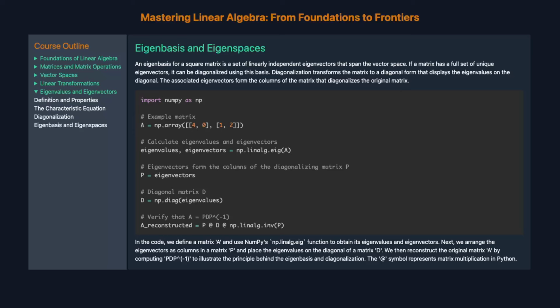In the code, we define a matrix A and use NumPy's np.linalg.eig function to obtain its eigenvalues and eigenvectors. Next, we arrange the eigenvectors as columns in a matrix P and place the eigenvalues on the diagonal of a matrix D. We then reconstruct the original matrix A by computing P D P^-1 to illustrate the principle behind the eigenbasis and diagonalization. The @ symbol represents matrix multiplication in Python.